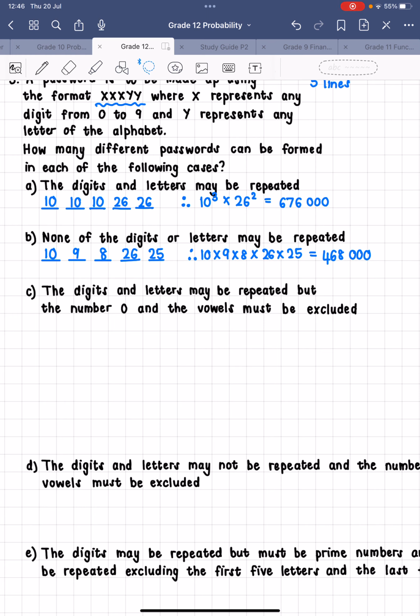The digits and letters may be repeated, but now we can't use 0 anymore. So now, do we still have 10 options for the numbers? No, now we're only going to have 9. And then they're also saying that the vowels must be excluded. So there are 5 vowels. Sometimes Y is a bit of a gray area, but let's ignore that one. Okay, A, E, I, O, U.